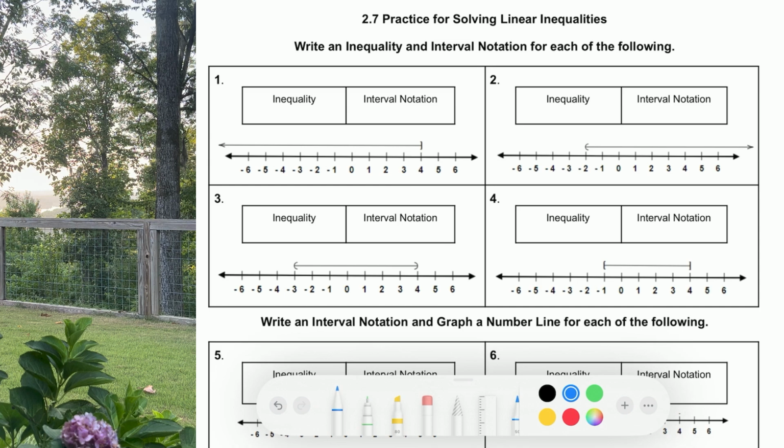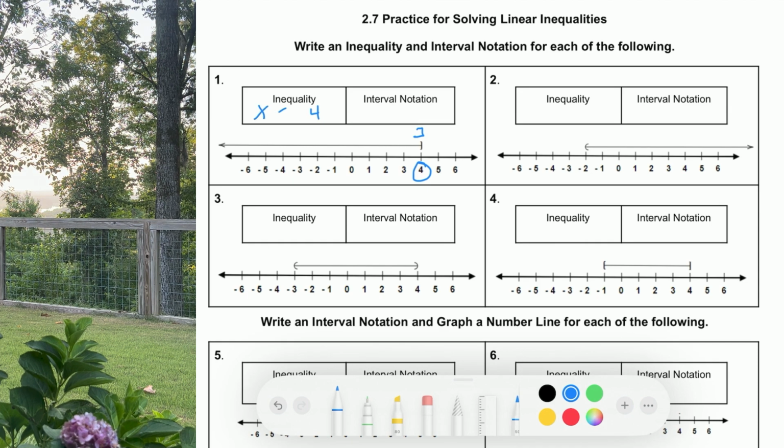So the first thing I notice is I have the line starting at this 4 here. I also noticed that there's a bracket right above the 4. That bracket tells me that that 4 is going to be included. So I'm going to put the 4 here. The other thing I need to look at is the direction of the line. The line is going towards the left. It's going towards the negative numbers, which means it's going towards negative infinity.